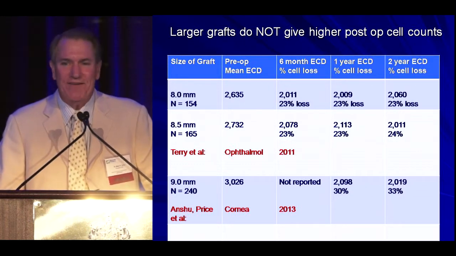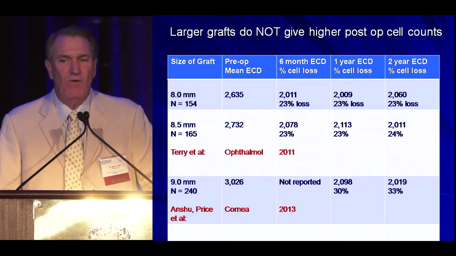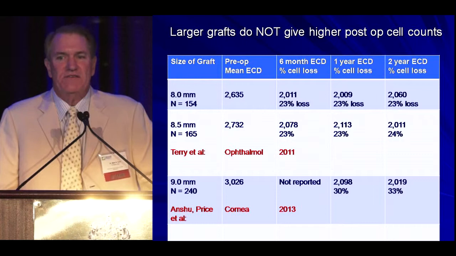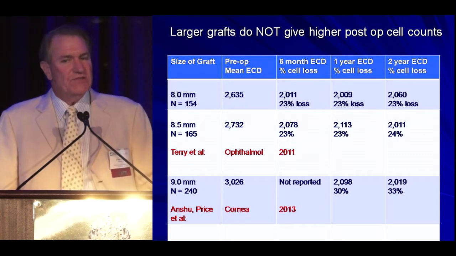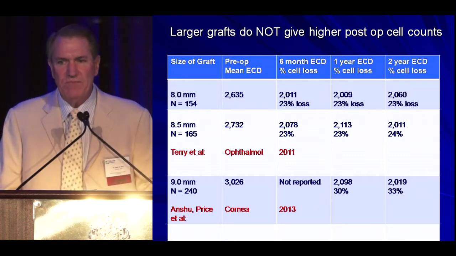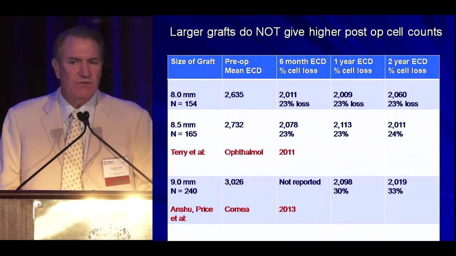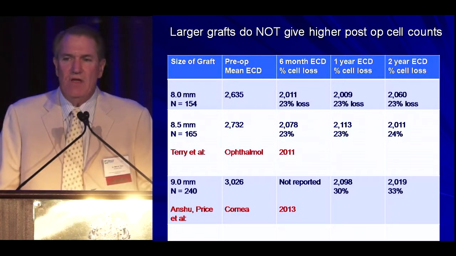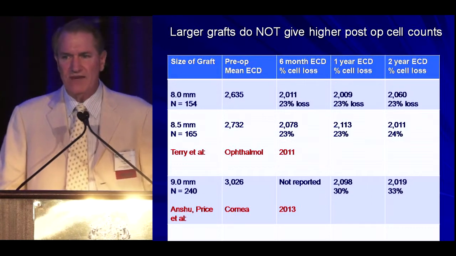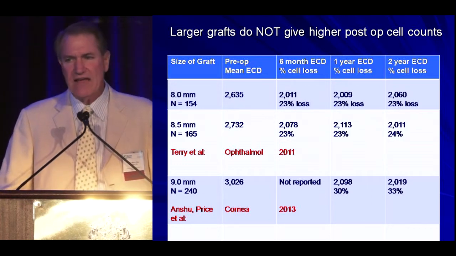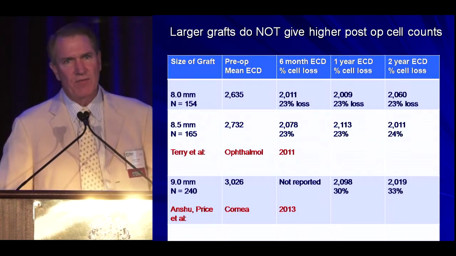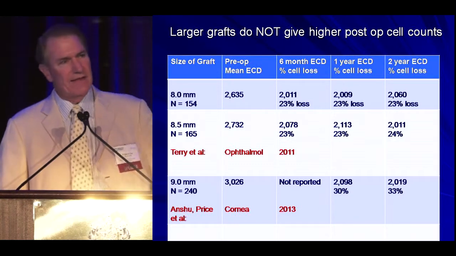If you look at the size of the graft, an 8mm graft, we looked at 154 eyes in our series. We published this in Ophthalmology in 2011. The size of the graft, 8mm versus 8.5. We looked at the same surgeon doing these grafts, that was me, and the pre-op mean endothelial cell density was very, very similar between those two groups. 6-month endothelial cell loss was 23% in both groups, regardless of the size of the tissue. 1-year cell loss was exactly the same, and 2-year cell loss was no difference whatsoever. So it didn't matter if it was an 8mm or an 8.5. You can say, well, that doesn't make much of a difference.